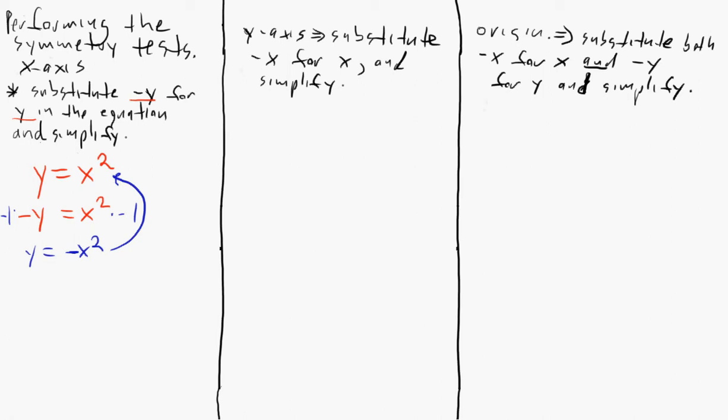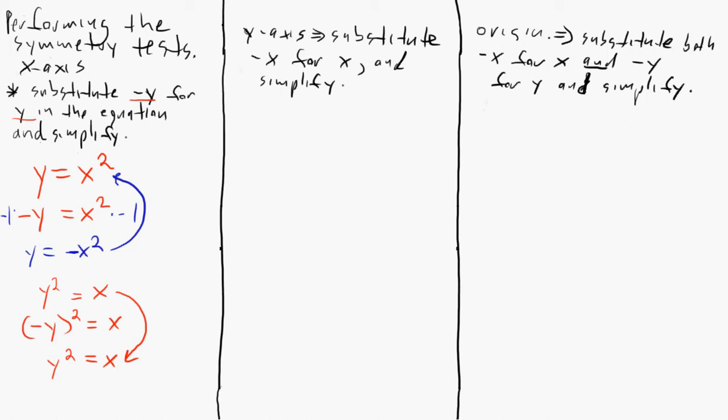Now let's try this equation: y squared is equal to x. Just plain x. I'm going to substitute opposite y where the y is, in parentheses. Negative times negative is positive, so that's y squared. When we simplify that, notice that the original equation is the same as the resulting equation. So yes, the graph of that equation would have x-axis symmetry.